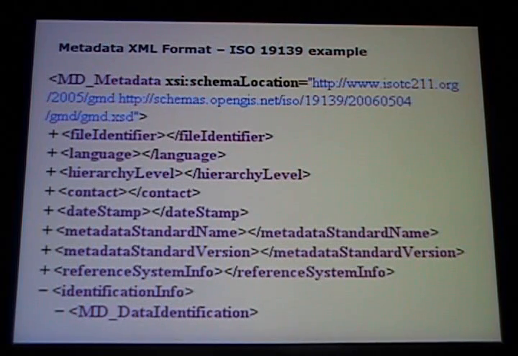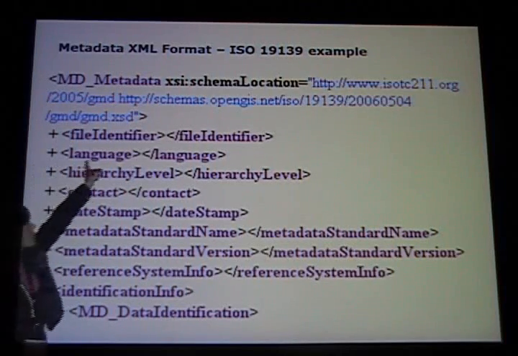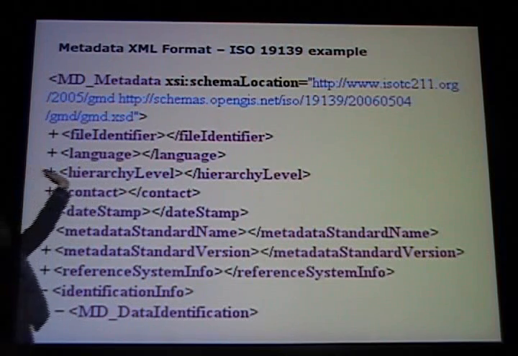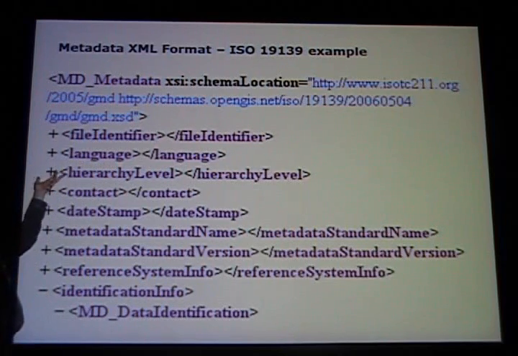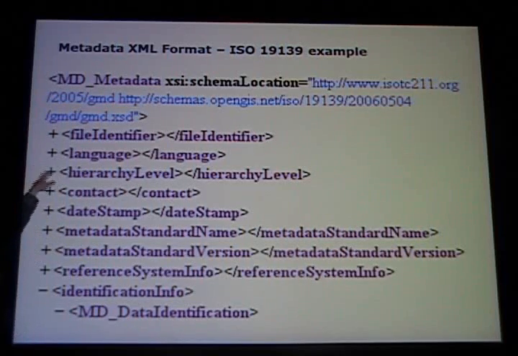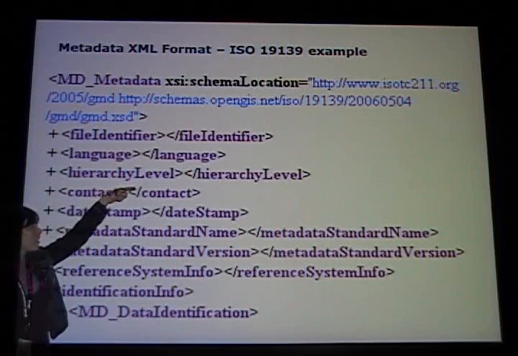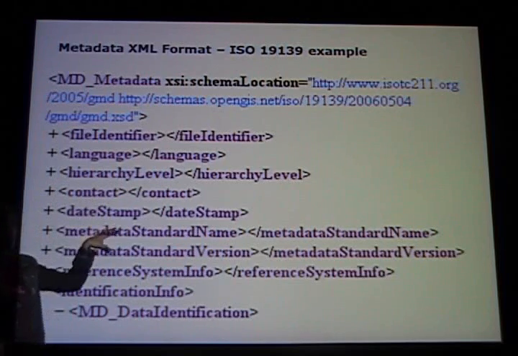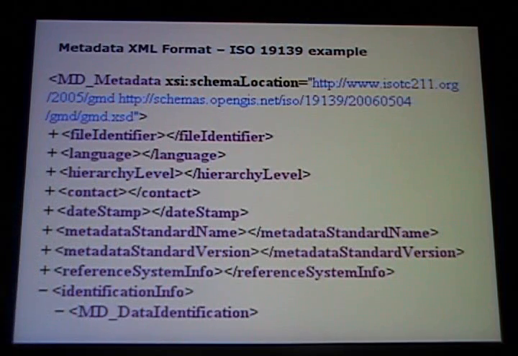So here is just kind of what 19139 would look like, where they could say, hey, this metadata document has a unique file identifier, and it's written in X language, and language as in like English and Spanish, not like Java. Hierarchy level is whether this metadata describes the data set, or a data series, or just a few observations, who made it, how to contact them, etc.